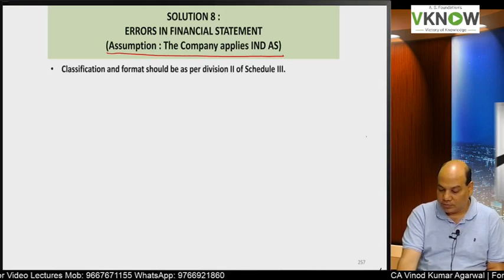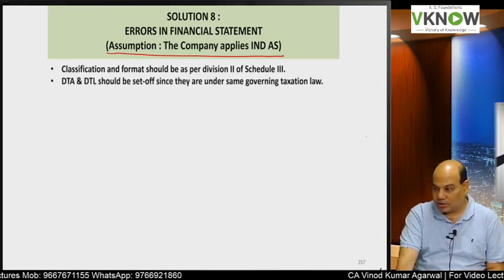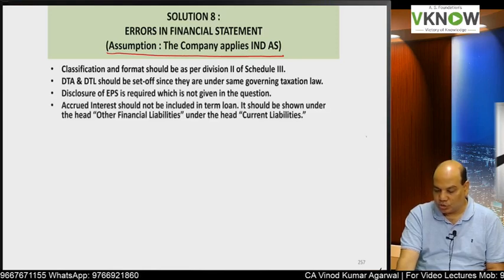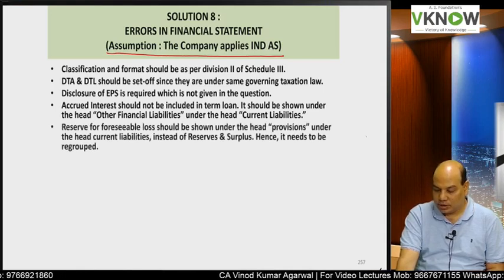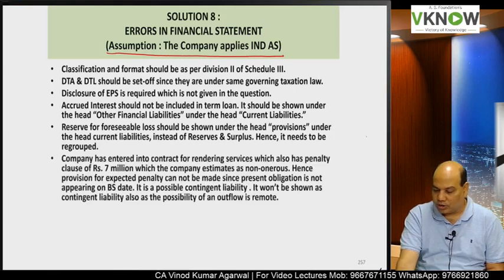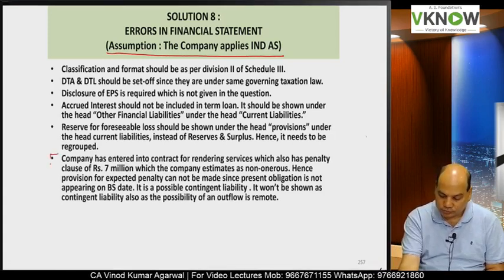First note is the same: format should be as per Division 2 of Schedule 3. Second, DTA and DTL should be set off. Third, EPS should have been disclosed. Fourth, accrued interest should be shown in other financial liabilities under the head current liabilities. Fifth, reserve for foreseeable loss should be shown under the heading provisions under current liabilities, not in reserves and surplus. So regrouping is required. And this is one extra note I have written.